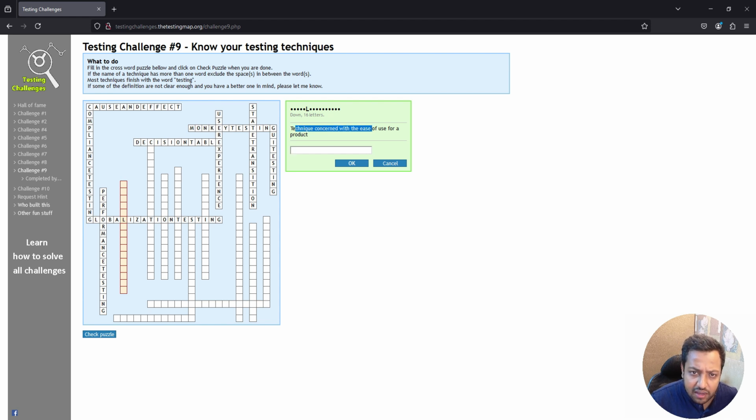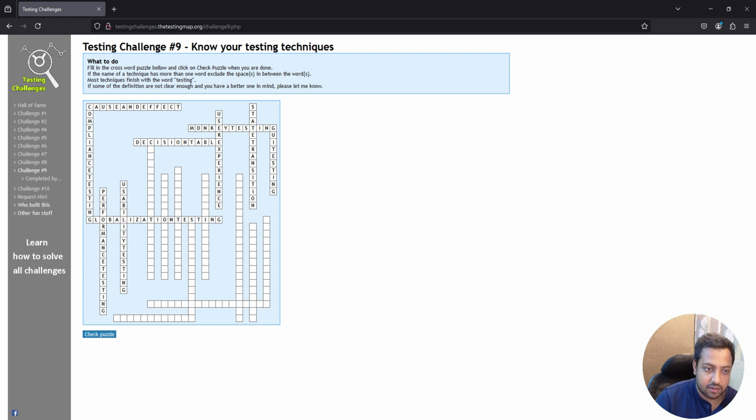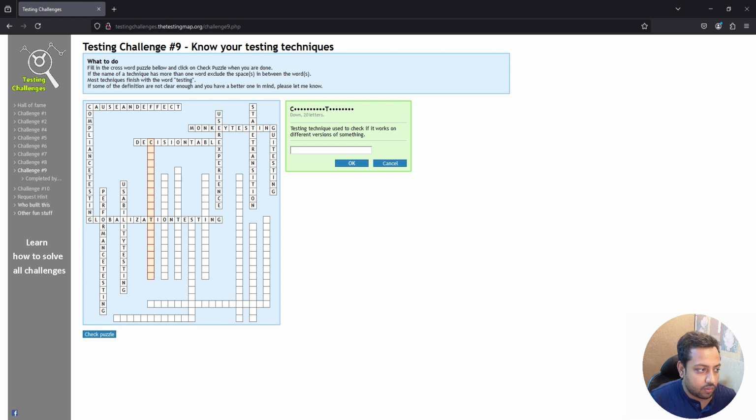Technique concerned with the ease of use for a product. Ease of use. Use is usability. So usability testing. Remember, it is written here: most of the technique words finish with testing. So out of the 16 letters, you need to guess the testing technique and it can end with testing. Okay. So usability testing. Perfect. The next one.